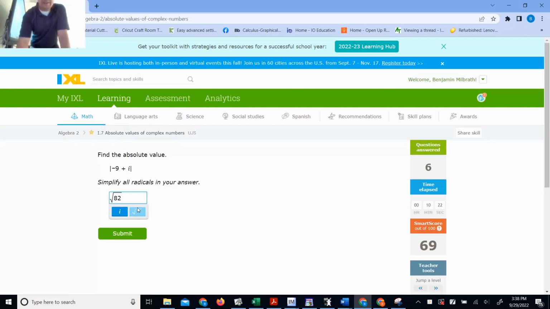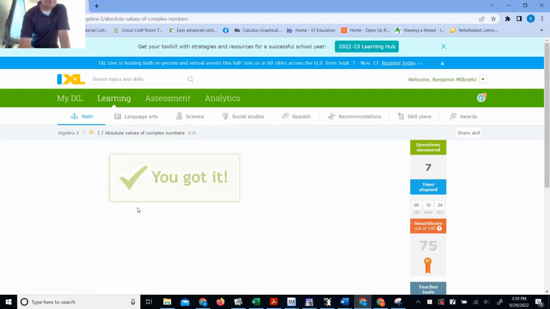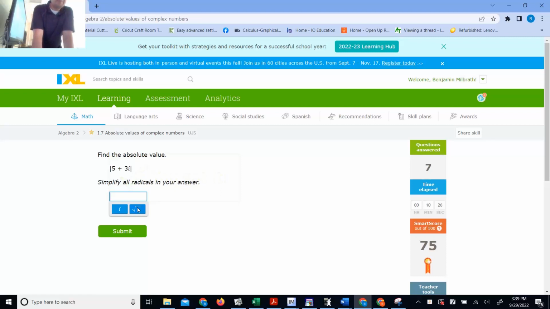I wonder why they have the i key there. That's kind of interesting. Makes no sense for that to be there. Probably just to throw kids off. 25 and 9. It's 34. Yeah, doesn't simplify.